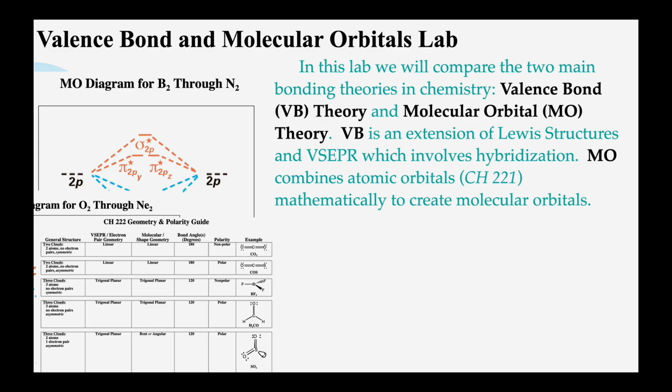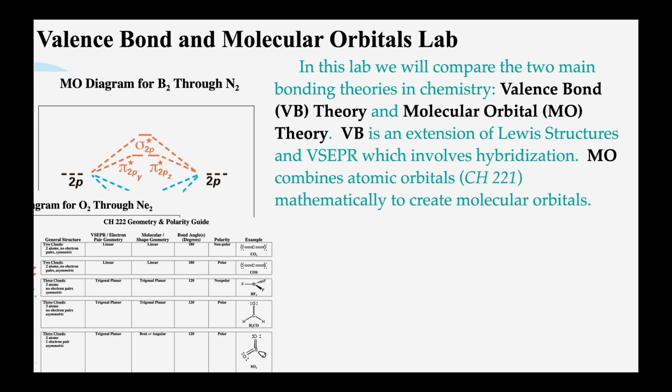In this lab, again, you're going to compare the two main theories, valence bond, which of course I'll abbreviate VB, and molecular orbital theory, which I'll abbreviate MO. All right. Valence bond is really just another extension of the Lewis structures and the VSEPR geometry stuff we looked at in the last lab. So valence bond goes along really well with them, which is pretty chill.